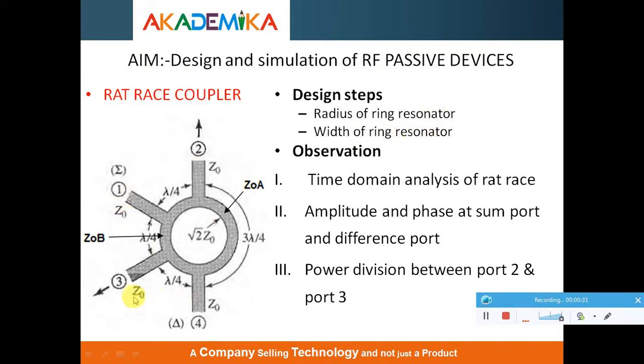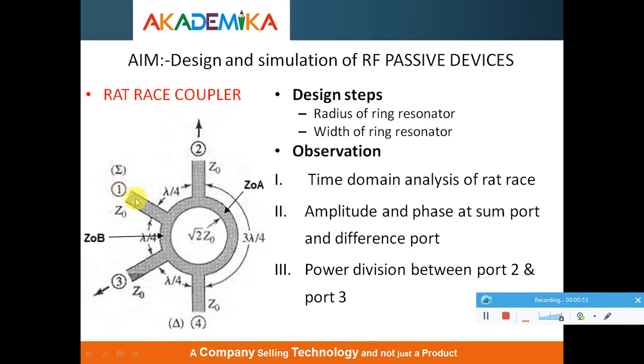Basically, the rat-race is a four-port device. In the four-port device, the first port is called the summation port, and the fourth port is called the difference port. Suppose port number 2 and port number 3 are excited by some frequency, you are getting a summation at this port. At the same time, you are getting the difference signal at this port.